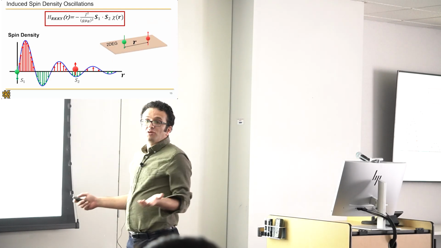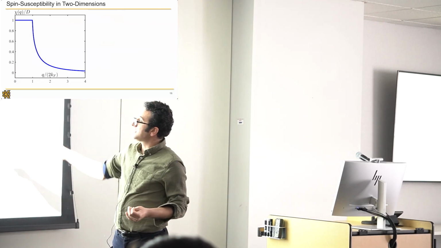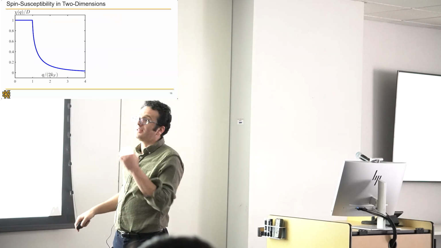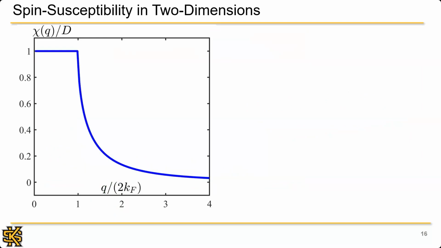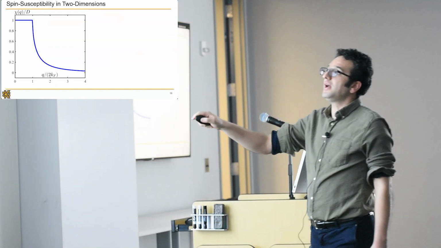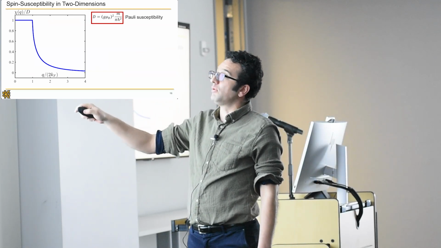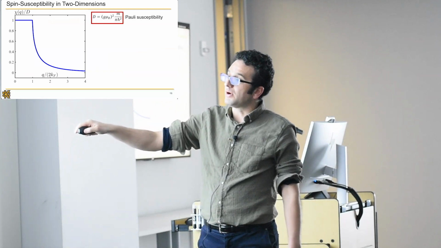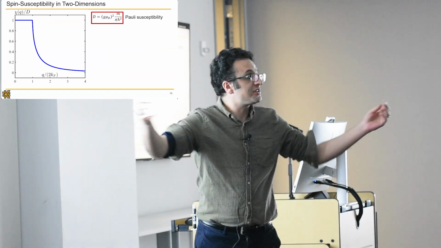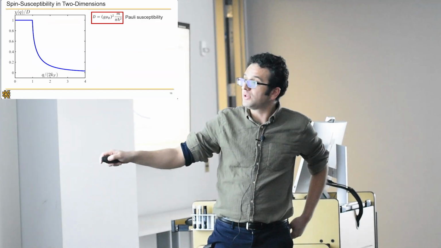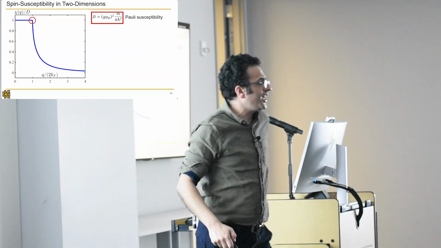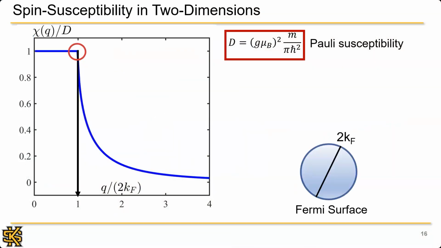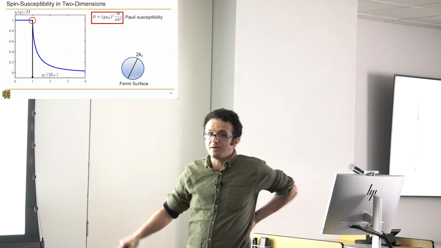Where do these oscillations come from? If you make the simple exercise that you did either in thermal physics or solid state and you calculate the spin susceptibility of a two-dimensional electron gas, you find that, where D is the density of states, this susceptibility is constant and it's the Pauli susceptibility up to a number q. Q here is the momentum transfer due to scattering, up to a number q that is equal to twice k_F. And then the behavior of this function changes. So we have a point of non-analyticity at twice k Fermi.